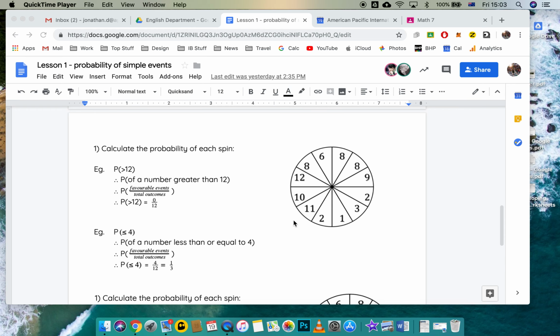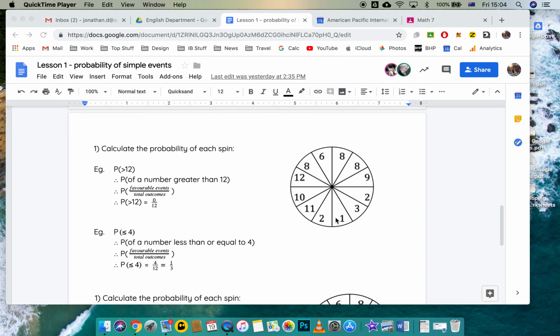Okay, this is the maths homework for this week. The question says calculate the probability of each spin. So if you need to imagine that this is a spinning circle, okay? It spins around this way, and if the number spins around and lands in this spot is a 1, for example, what's the probability of the number being a 1?